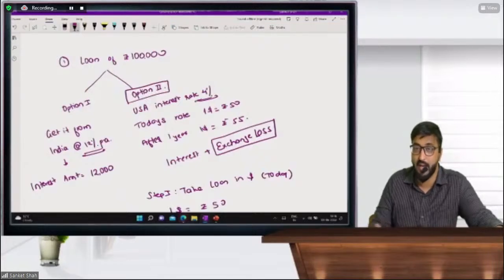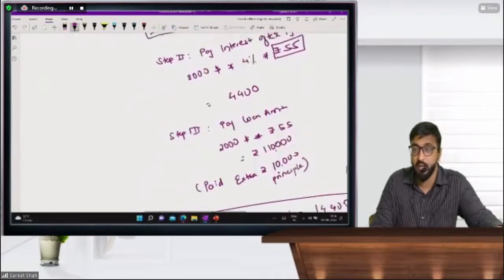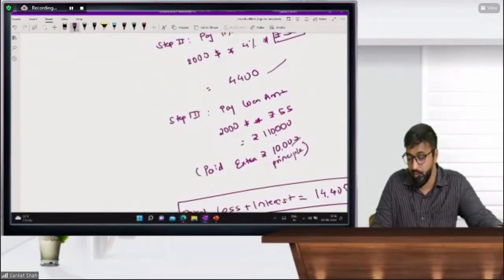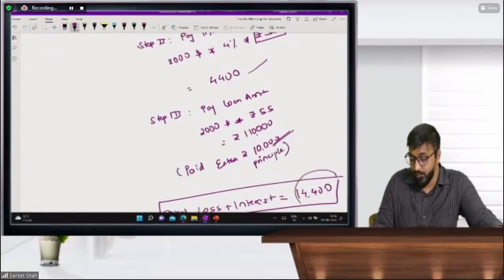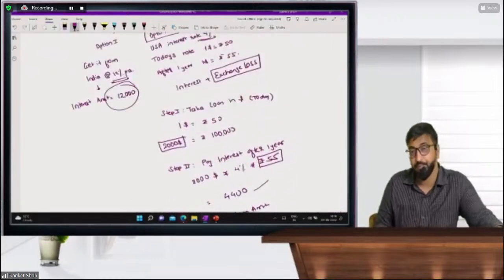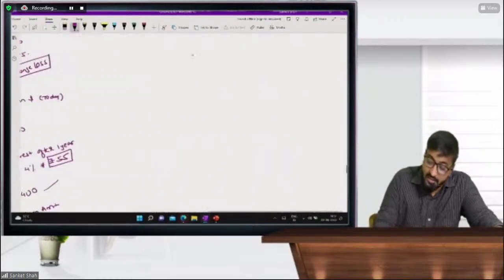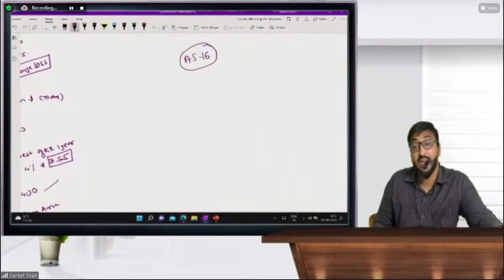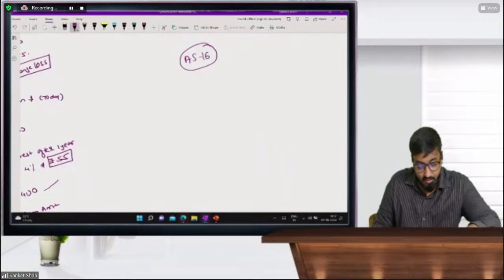And in our example, we are gaining in the interest rate. So in interest, obviously, we are in profit. But in exchange loss, we are paying 10,000 exchange loss. And that is the only reason that we are paying more than what is in India rate. So AS 16 talks about this exchange difference, this para 4(e).